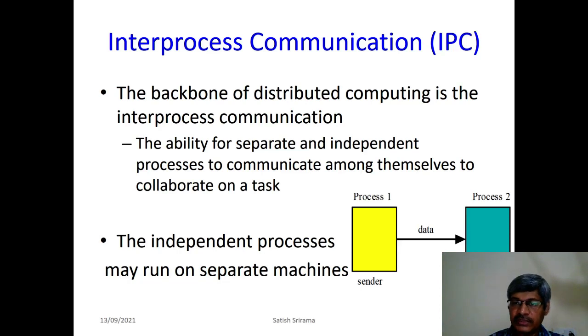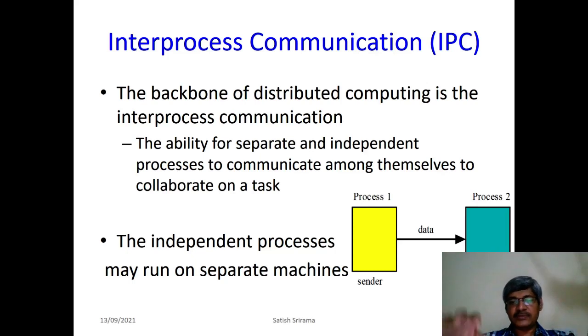These independent processes can exist on the same machine, but they can also exist on completely separate machines. That's what we have seen, for example, in distributed computing and distributed systems based applications, where the processes are executing at different places. Most of the applications which we have seen are web based applications. So there are certain processes running on the server, certain processes running on the clients, and certain processes running probably on intermediate nodes, which are called middlewares.